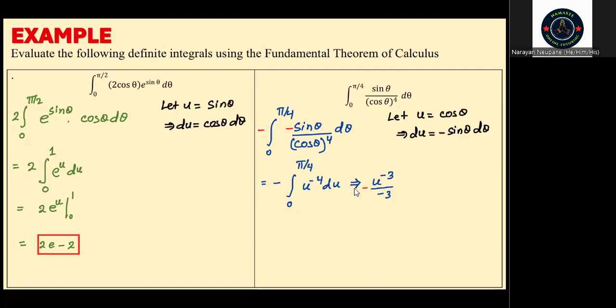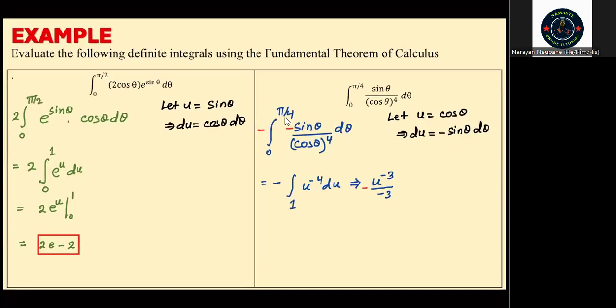But remember, I forgot to change the limits of integration. Let's do that. We cannot have 0 up to pi over 4 here, because we are integrating with respect to u. So let me fix that. Here we have theta equal to 0, because we were integrating with respect to theta. When theta equals 0, u will be equal to cosine 0. Cosine 0 is 1. So the lower limit happens to be 1.